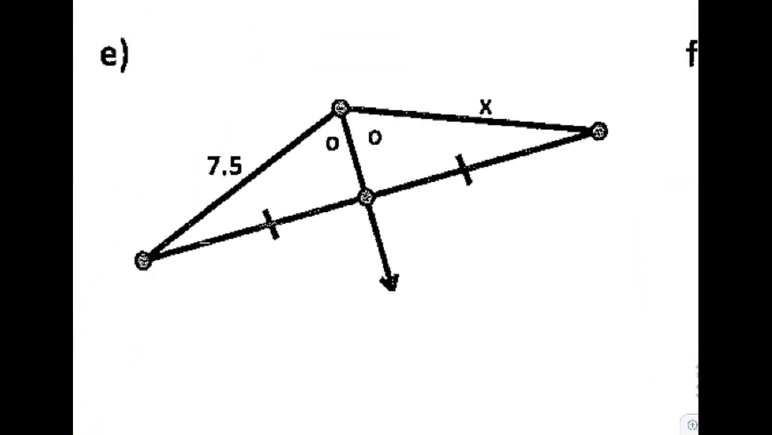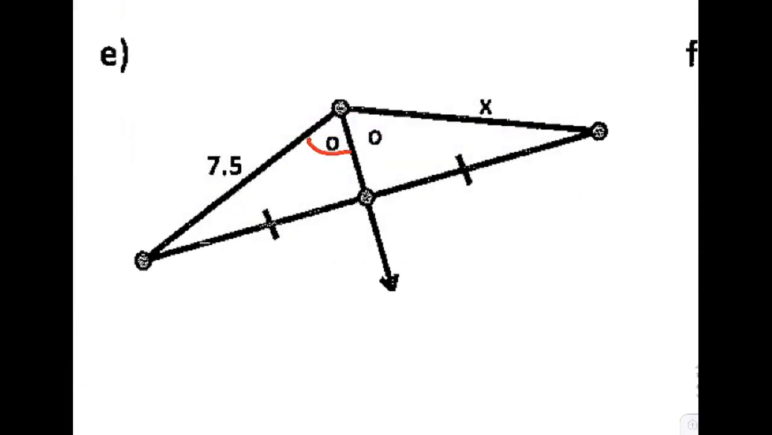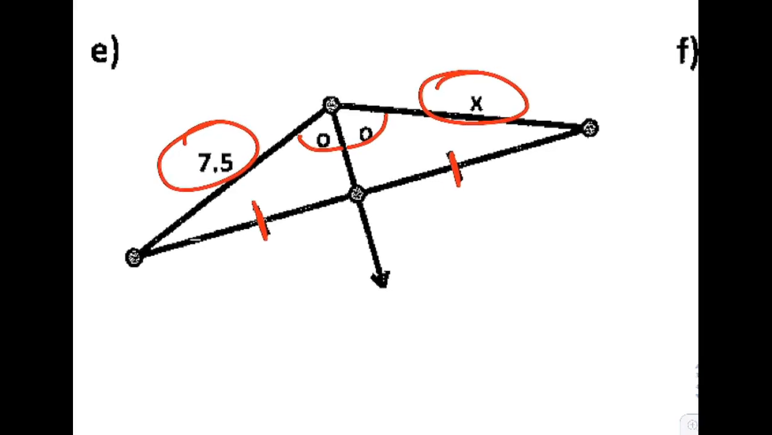This one really has no math. It's just testing to see if you notice something. There's an angle bisector here. That angle's the same as that angle. That side's the same as that side, which means we have an isosceles triangle. So that side has to be the same as that side. So x is 7.5.